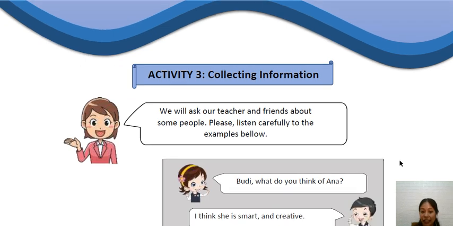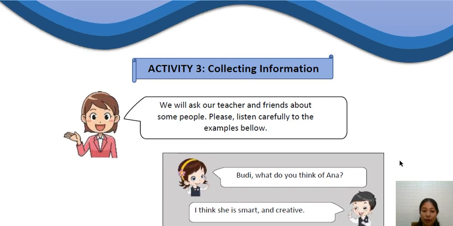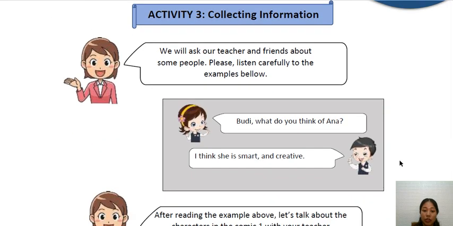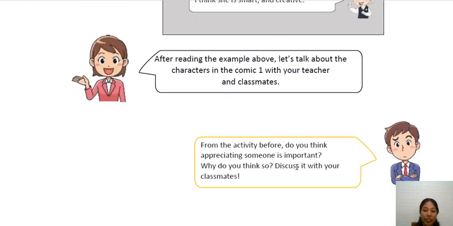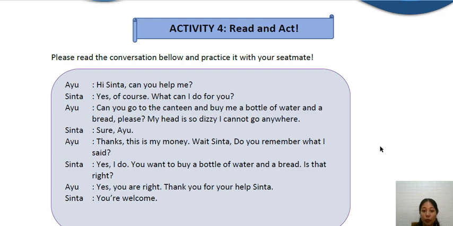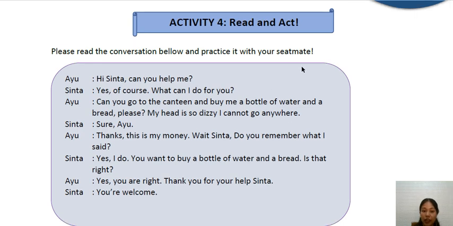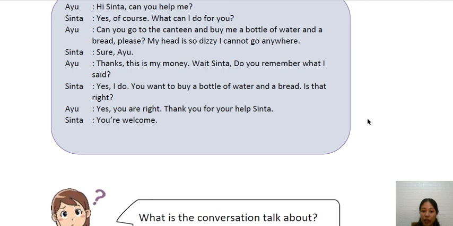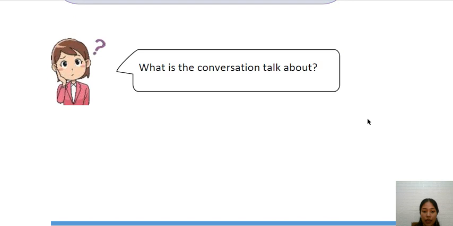This is a speaking activity in which the students talk about the character in the comic before. The teacher also can invite students to discuss why appreciating others is important. Next, we have activity 4 entitled Read and Act. This activity is about checking understanding. The teacher may ask students to practice this conversation with their seatmate, then discuss together with the whole class what the conversation is about.